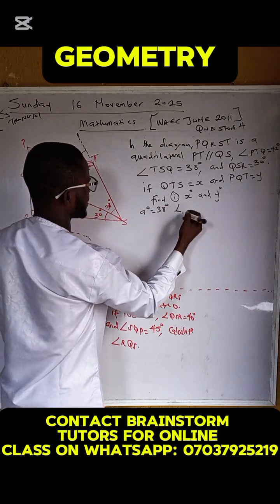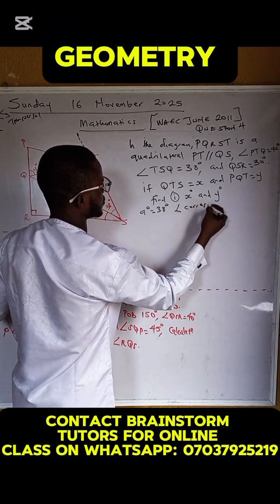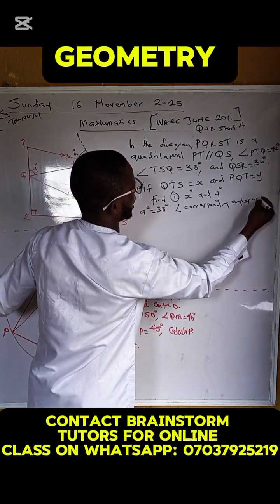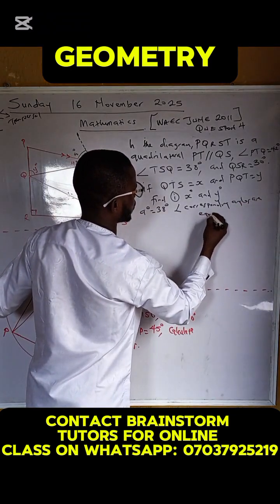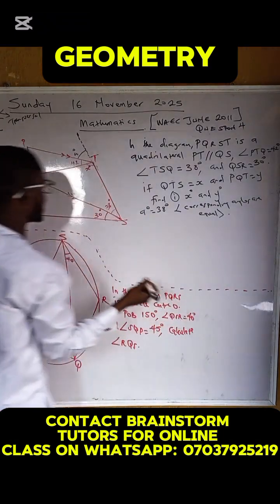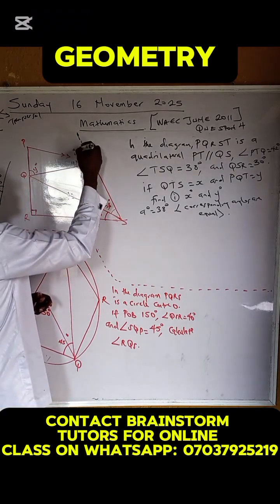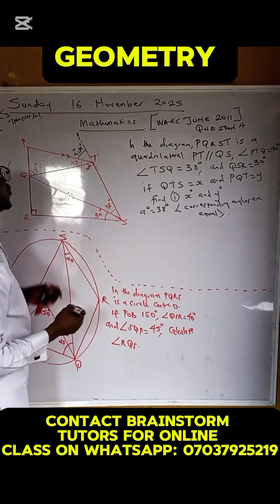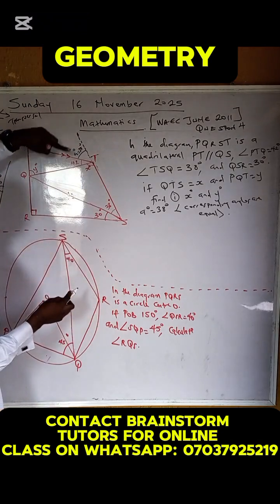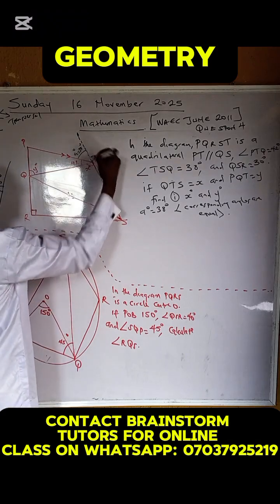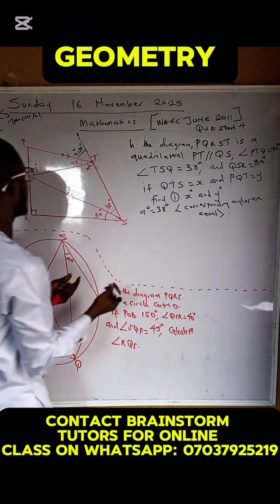The reason is that corresponding angles are equal. So corresponding angles are equal. So I can have this A equal to 38 degrees. Now if you look at this A degrees and 42 degrees, they all pass through this straight line from this point O.